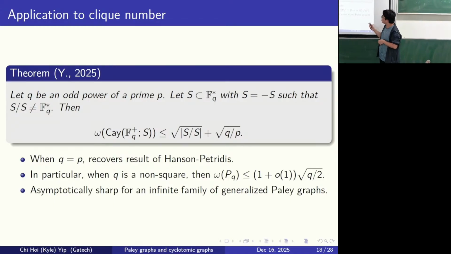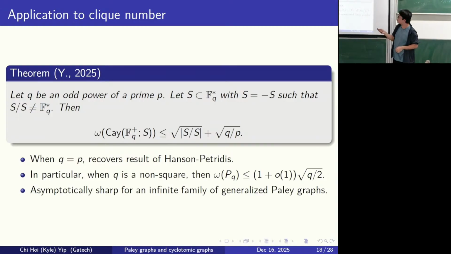So this shows that the Hanson-Pachter method and its generalization have certain limitations, because if we consider a larger family of graphs where this kind of technique works, the bound is actually best possible. You cannot improve that. So that means that if you want to improve the clique number for Paley graphs, you have to come up with something completely different.